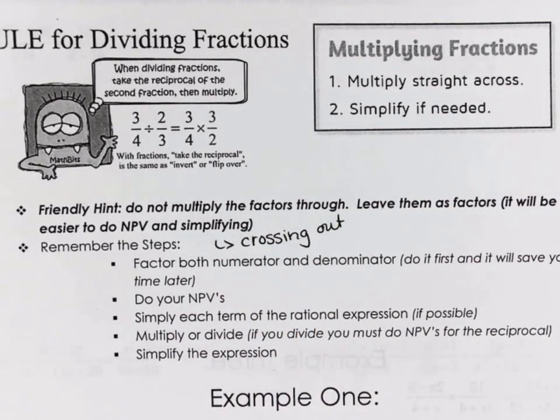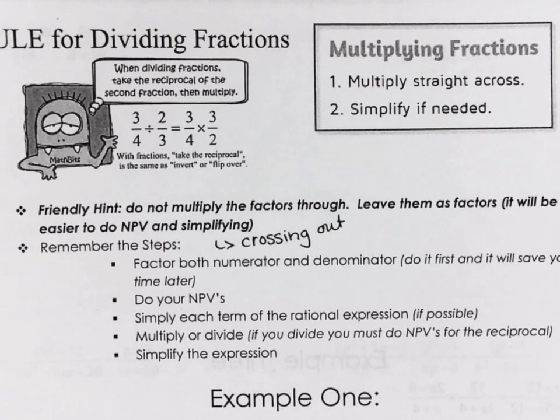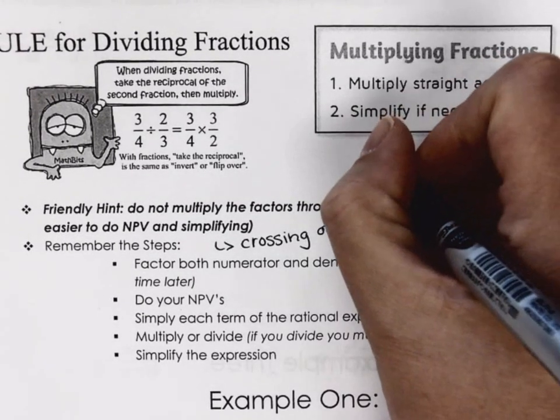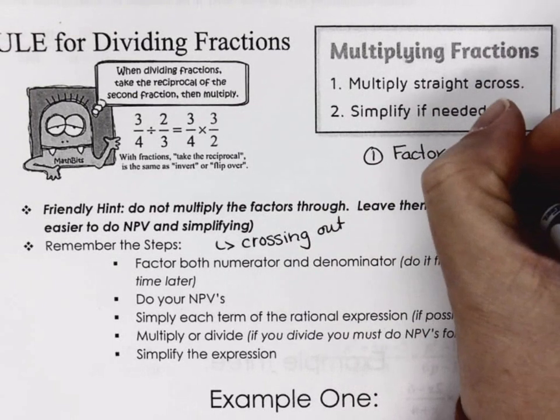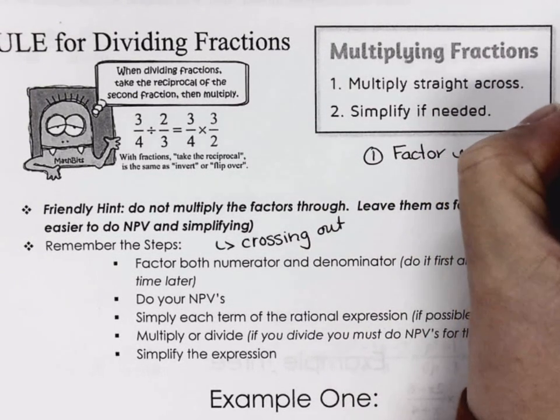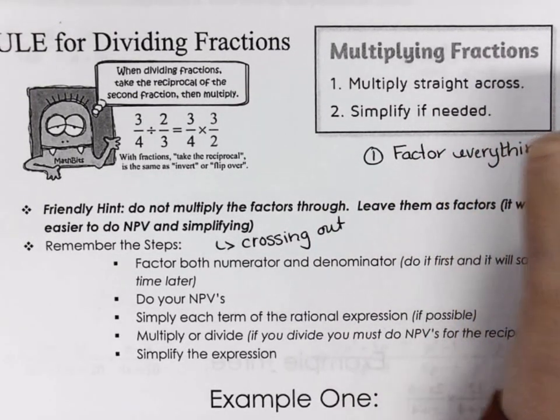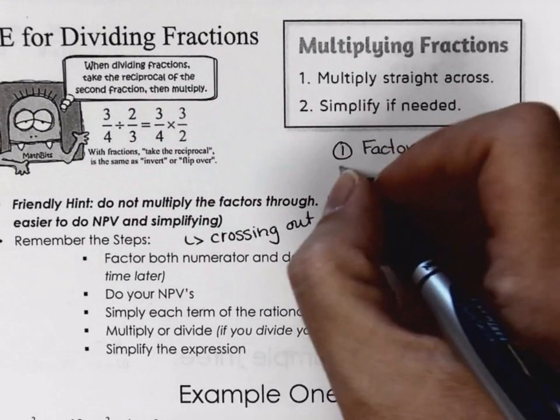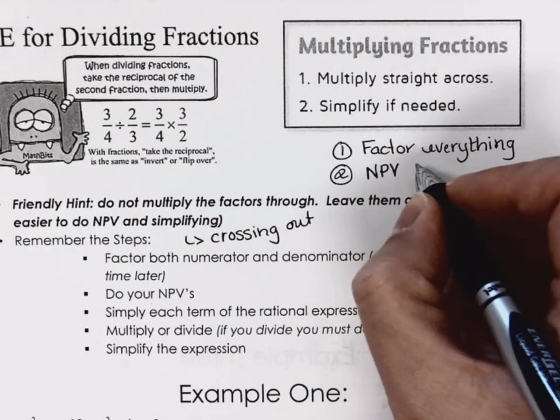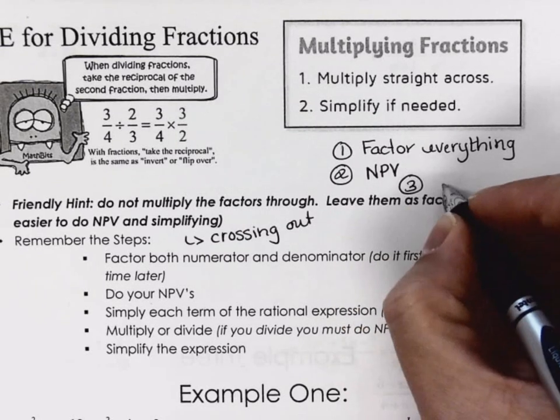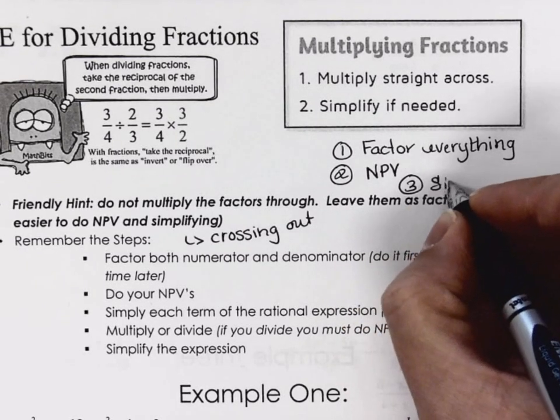Okay, do you guys remember what the order was for simplifying expressions on Monday? What's step one? Factor everything. So, step 1, factor everything. What's step 2? NPVs. Step 3, simplify, cross out, whatever you want to call it.